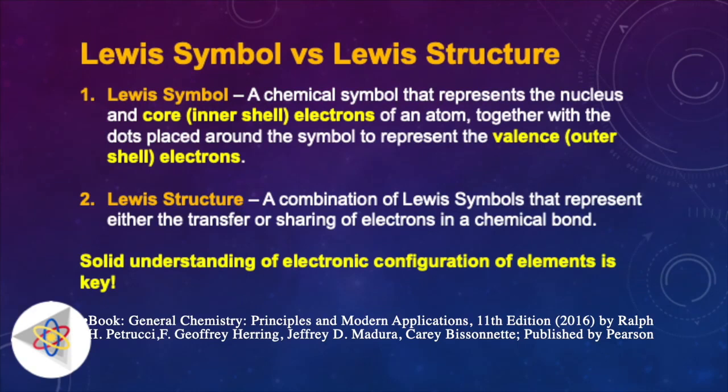Okay, baka hindi po aware ang karamihan sa atin. A Lewis symbol is different from a Lewis structure. So ano ba ang Lewis symbol? A Lewis symbol is a symbol that represents the nucleus or yung atom that is involved in the chemical bonding. It represents the core electrons of an atom together with the dots representing the valence electrons or the electrons in the outermost shell of that nucleus.